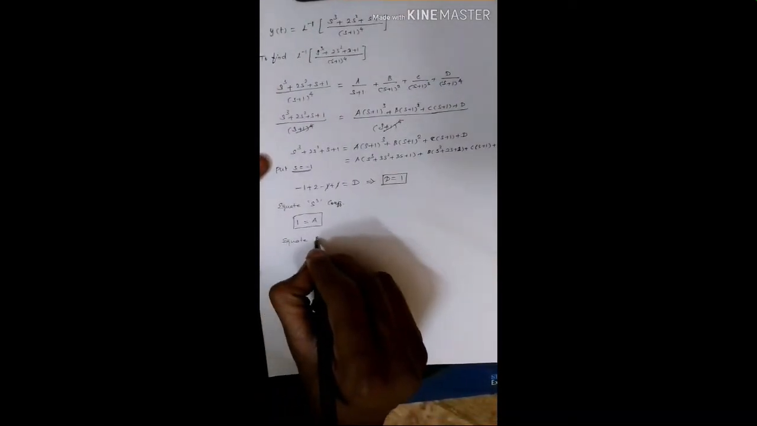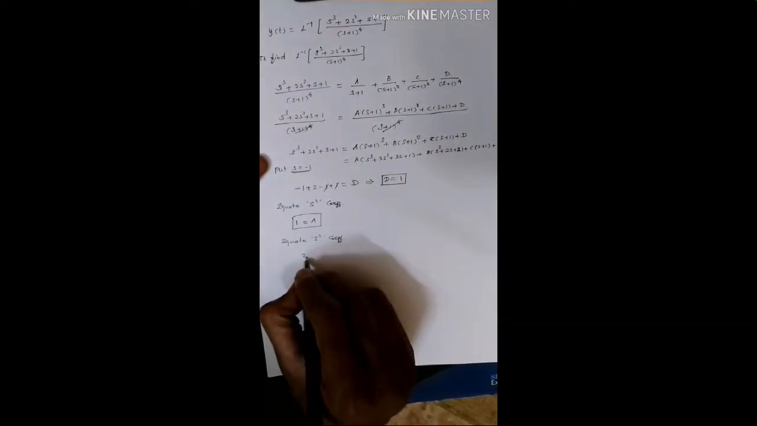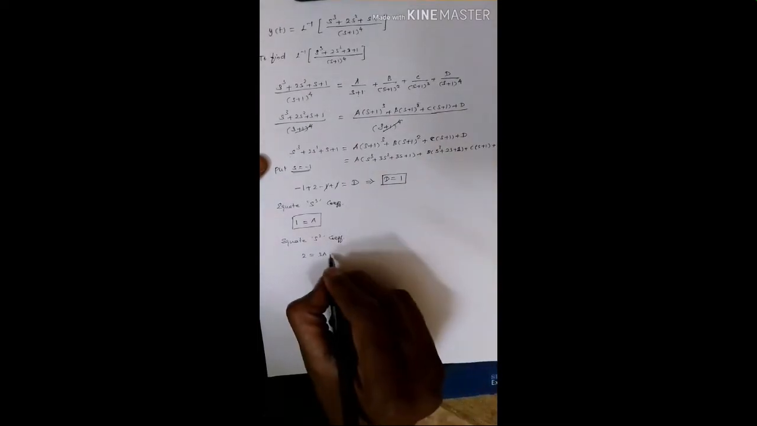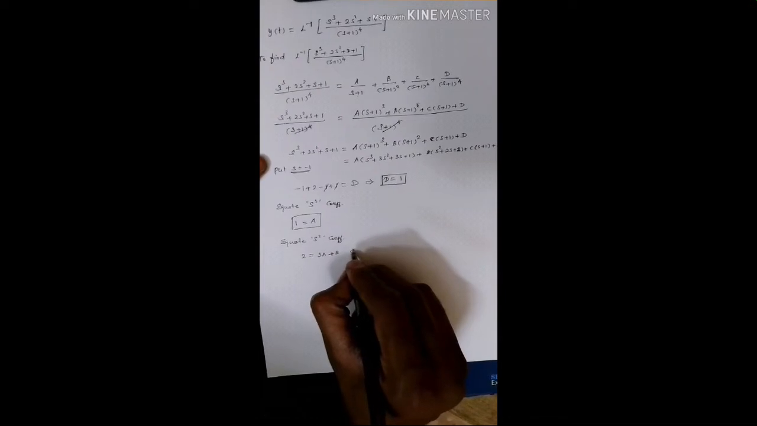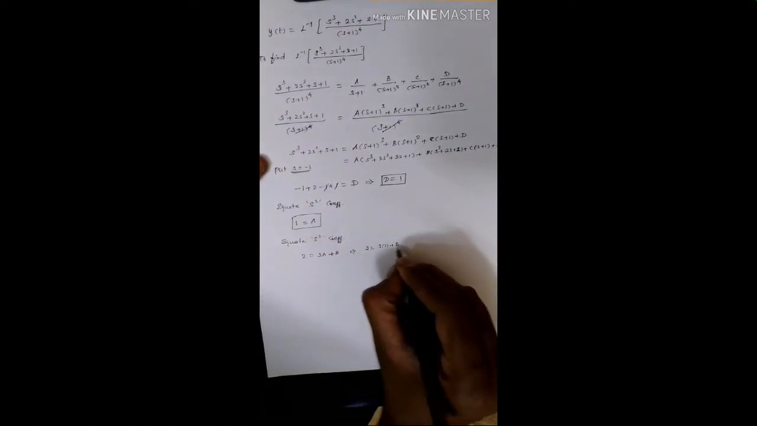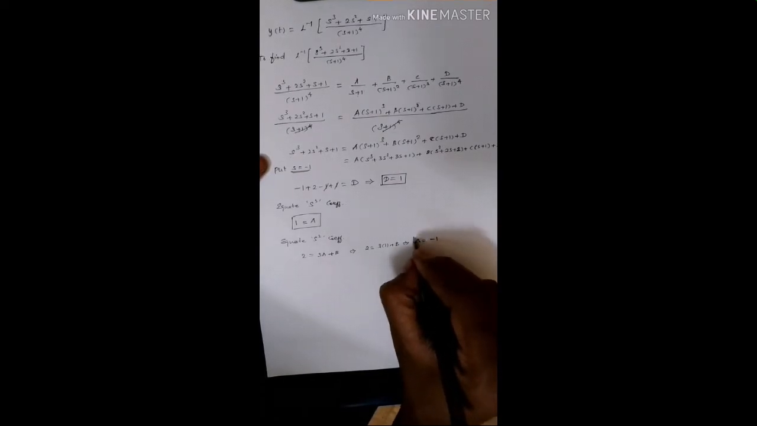Then equate the s square coefficient. On the left hand side the s square coefficient is 2. On the right hand side, if you expand the first term we get 3a, and in the next term, b is the coefficient of s square, so plus b. Already we know a is 1, so 2 equals 3 into 1 plus b. This implies b equals 2 minus 3, that is minus 1. So the value for b is minus 1.